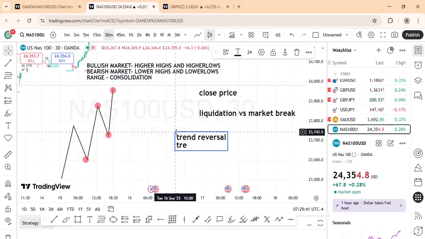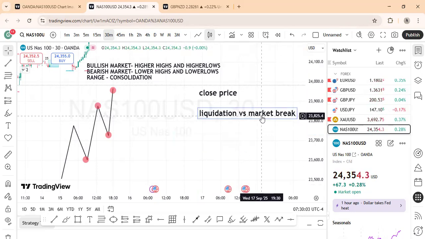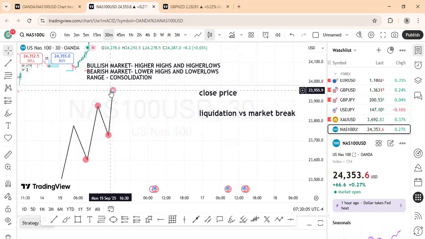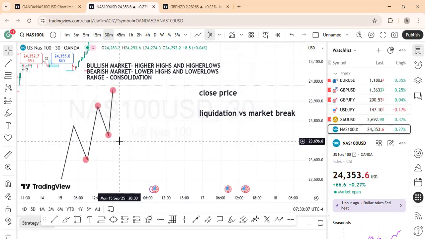So for today, we're not talking about market structure from the trend aspect. These are the two kinds of market breaks we have: the break for a market reversal, or the break for a market continuation, right? Now, market break simply means the market is going above a previous high or below a previous low, right?